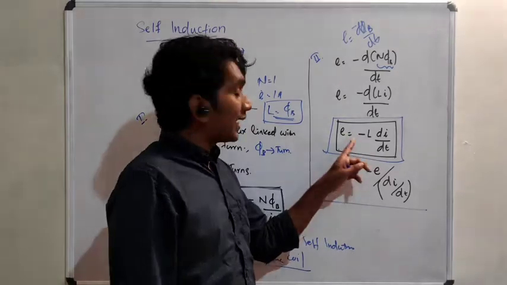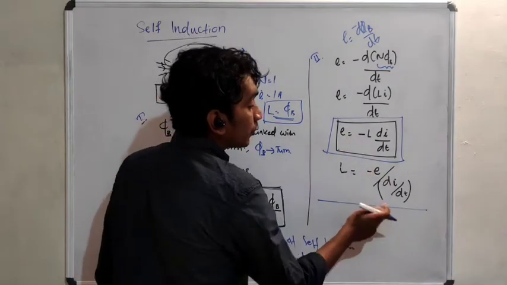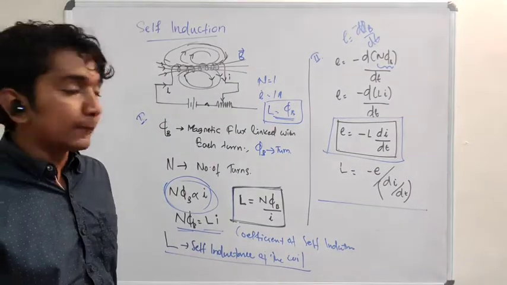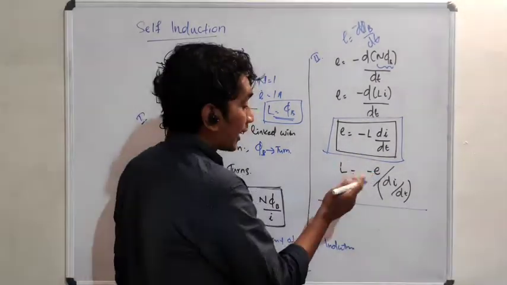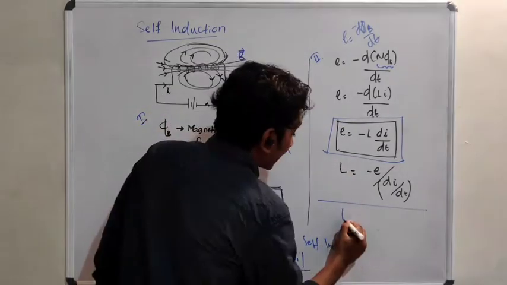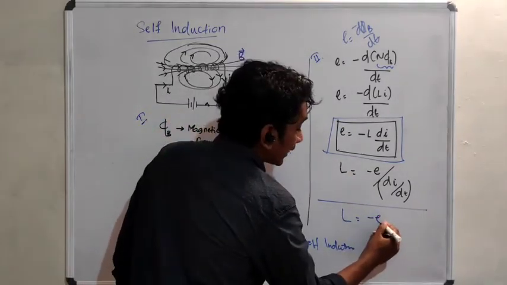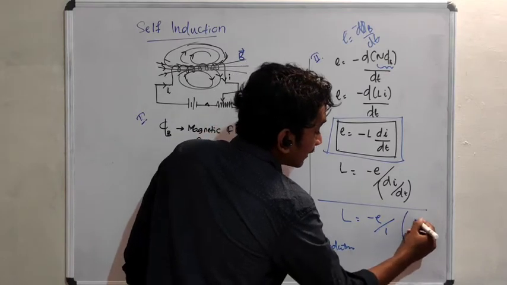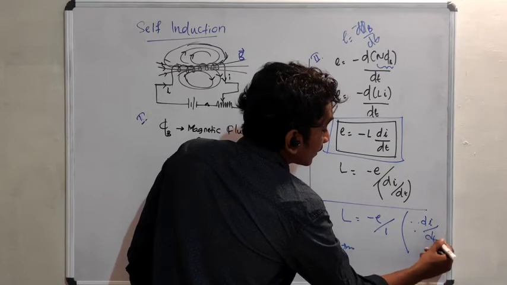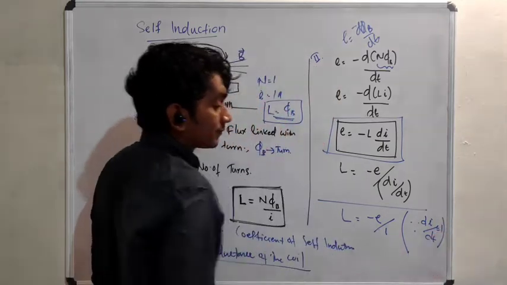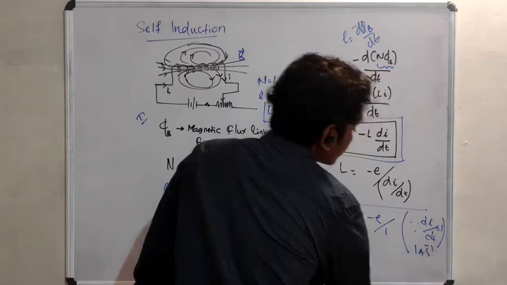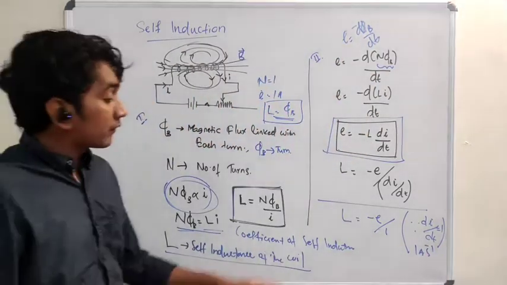Also, L is equal to minus E divided by dI by dt. I would like to define self-inductance in another way. That is, L is equal to minus E divided by dI by dt, where we say dI by dt is equal to 1. What is the unit of dI by dt? 1 ampere per second. So then what is L?